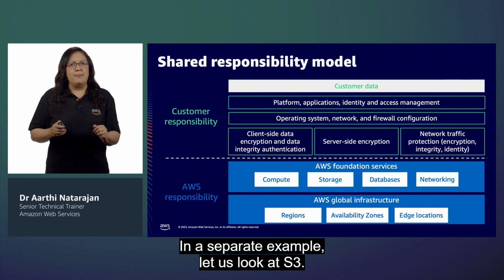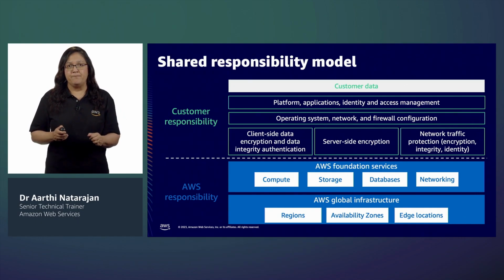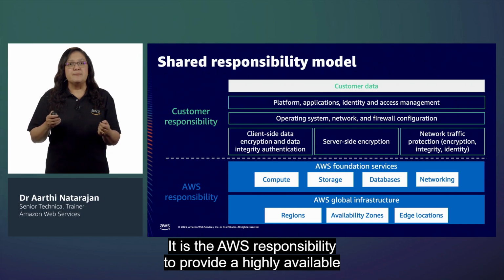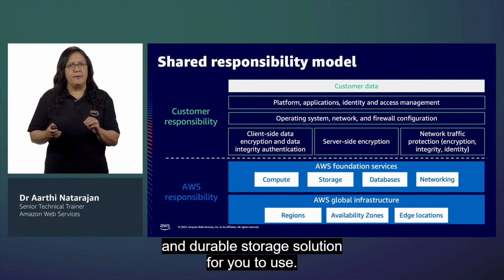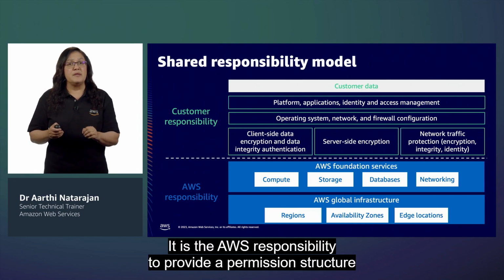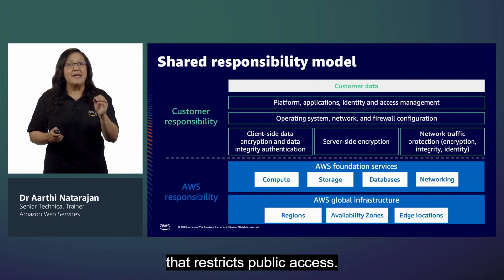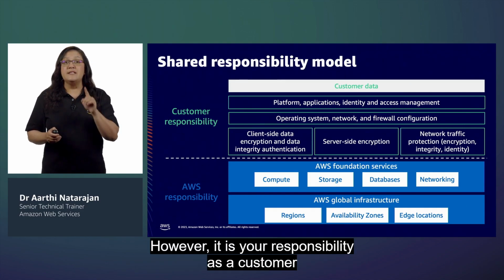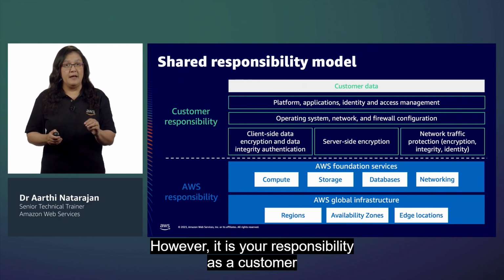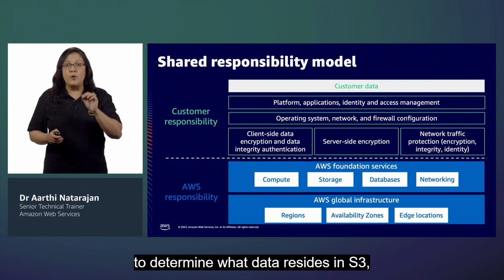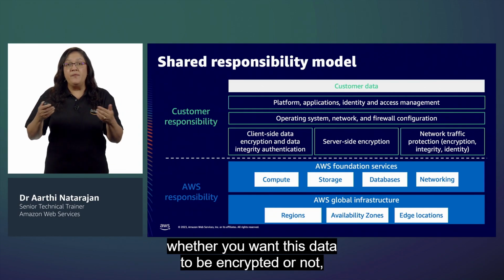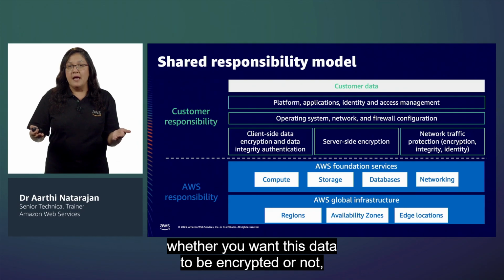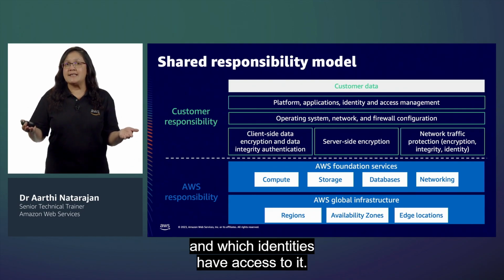In a separate example, let us look at S3. It is the AWS responsibility to provide a highly available and durable storage solution for you to use. It is the AWS responsibility to provide a permission structure that restricts public access. However, it is your responsibility as a customer to determine what data resides in S3, whether you want this data to be encrypted or not, and which identities have access to it.